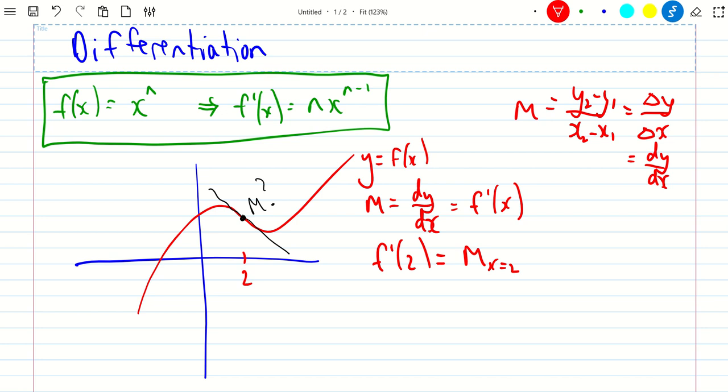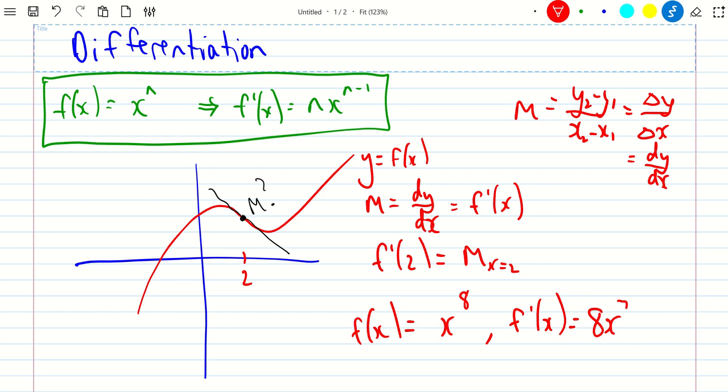In the green box there, you'll see the derivative of any power function, so x to the power of n. Let's say you've got f(x) equal to x to the power 8. Then the 8 comes down the front, and the power gets reduced by 1. So that's 8x to the power 7. Nice and simple.